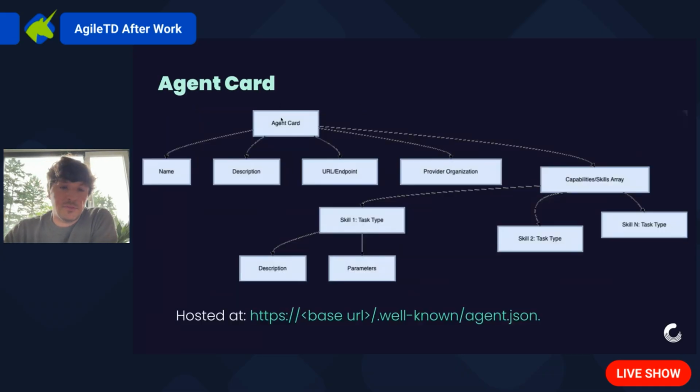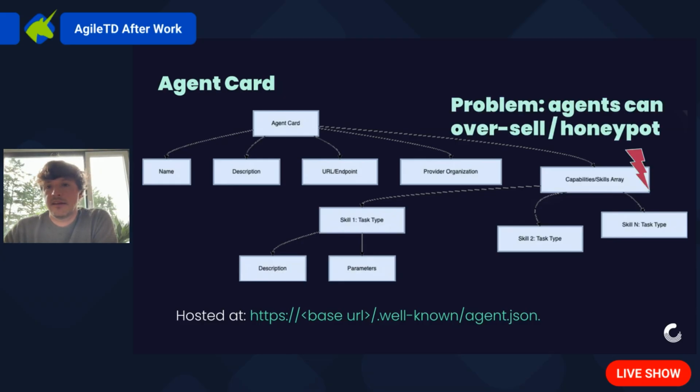Agent card, so basically it's just like you had those Panini cards of the different soccer players with strengths and weaknesses. You can have an agent card which has a name, a description, but most importantly, the capabilities and skills array. So it has a skill array from 1 to n, and it's hosted under the URL and then agent.json.